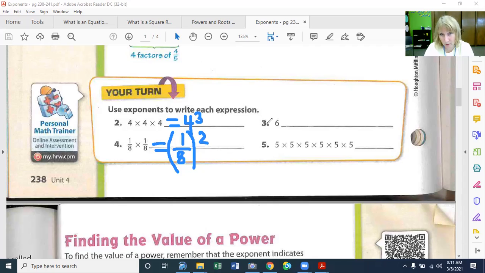Now I'm going to go to number 3. How would I write that as an exponent? Right, it would be 6 to the 1st power, because I only have 1/6 there. So 6 to the 1st power is 6. What about number 5? 1, 2, 3, 4, 5, 6 5s. So it's 5 to the 6th power. Yay. Okay. It's clear. Now let's see it the other way.